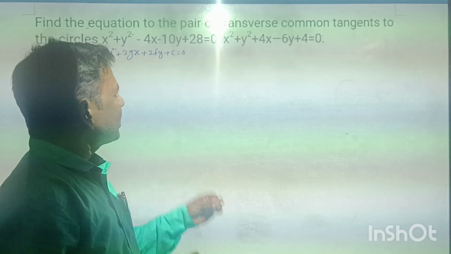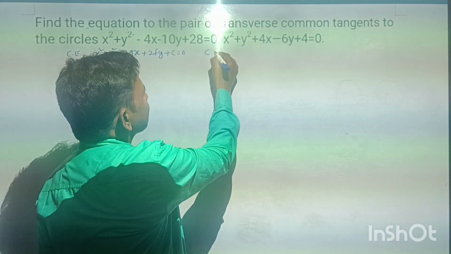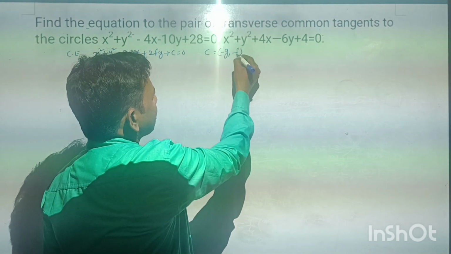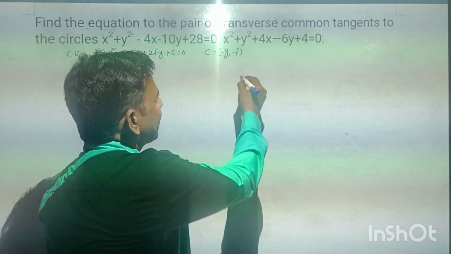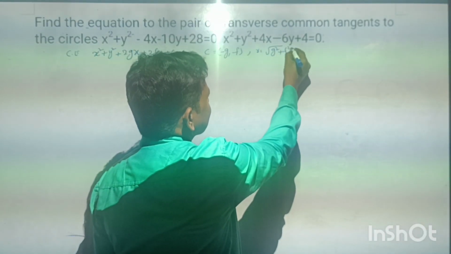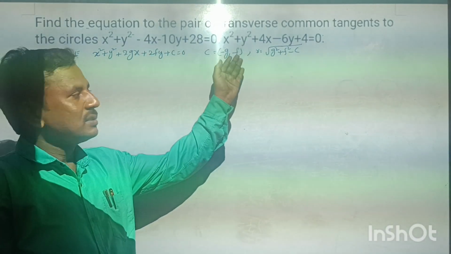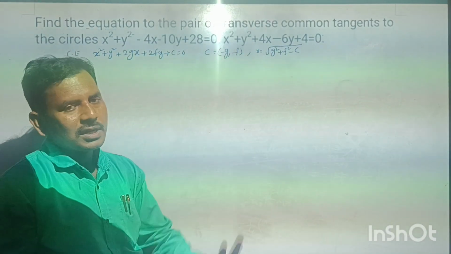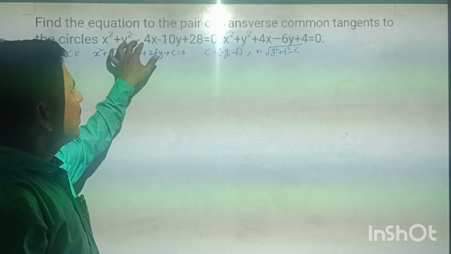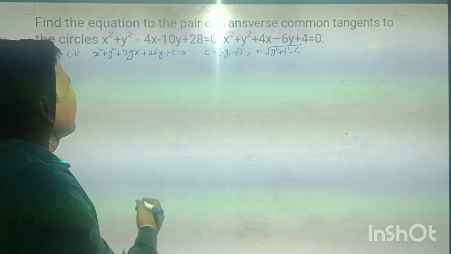So what is the center of the circle? We know that the center of the circle equals (minus g, minus f). The radius of the circle r equals root of g square plus f square minus c. This is the general equation, this is the center of the general equation, and this is the radius of the general equation. Now find the centers and radii of the given equations.